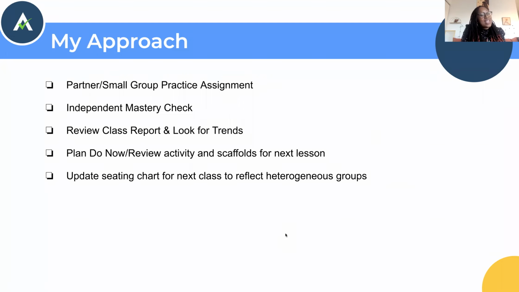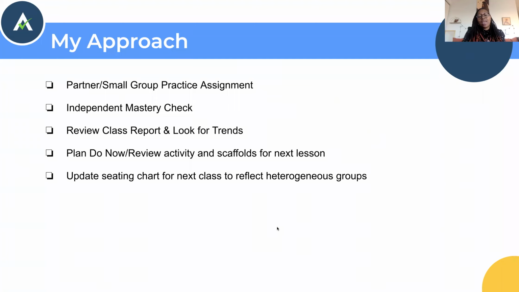I also use ASSISTments as their mastery check because they're able to request a retest, and I can let them review their comments and feedback, click the delete student progress and give them that second chance. I use the ASSISTments class report to look for trends, things that I need to reteach, things that I notice they're doing really well in that I can leverage for the next lesson as well.